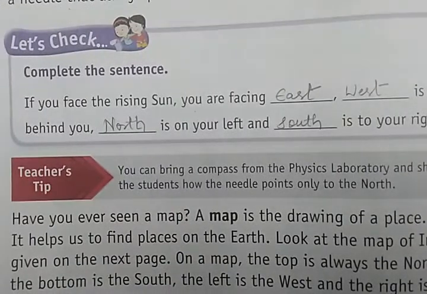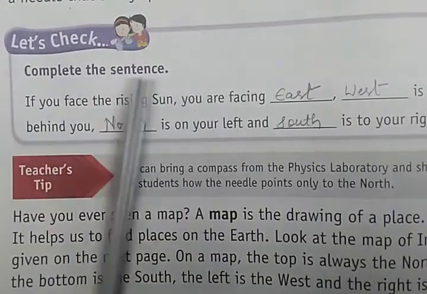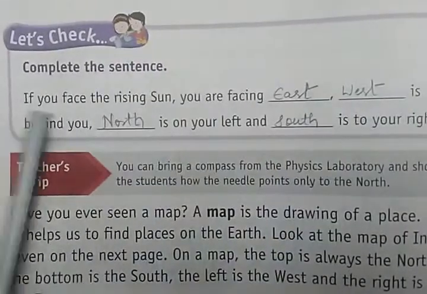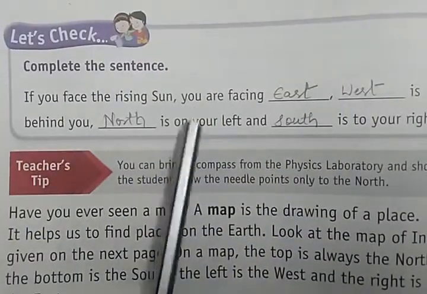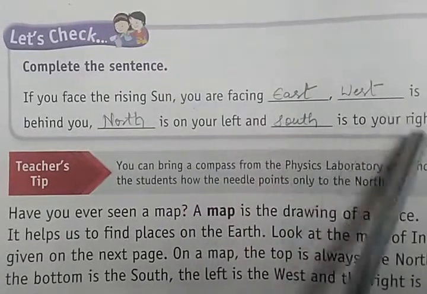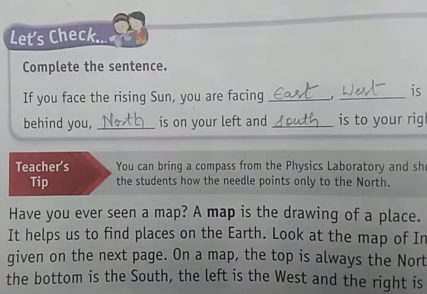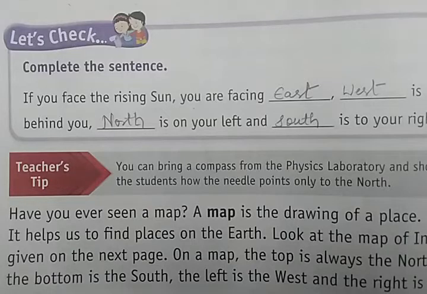Okay, if you face the rising sun, you are facing the east. West is behind you, north is on your left, and south is on your right. Exactly correct. If you face toward the east, the back side is west, left side is north, opposite to that is right, that is south, north south. Okay.